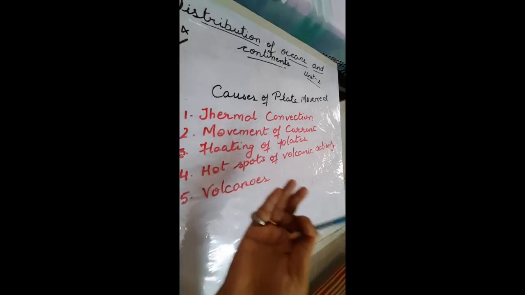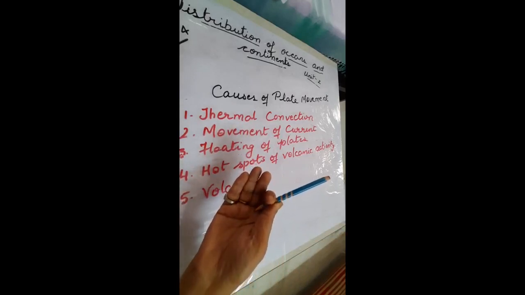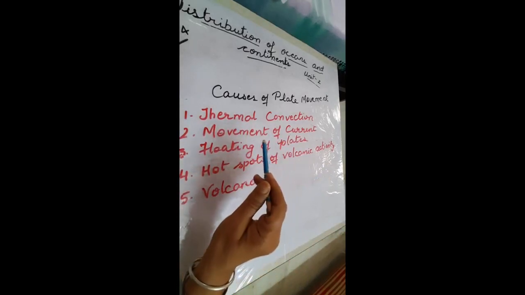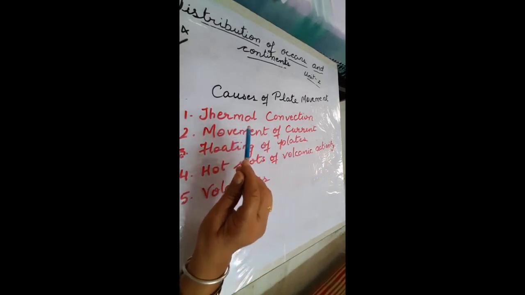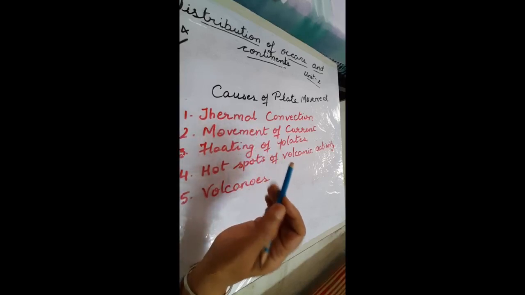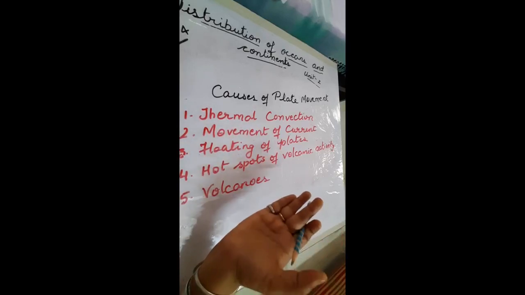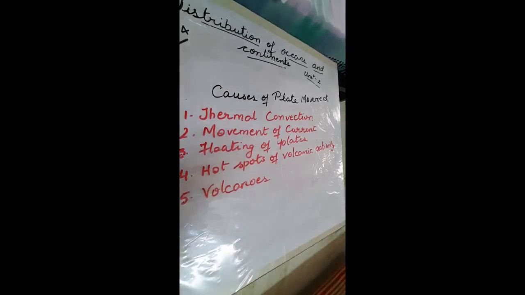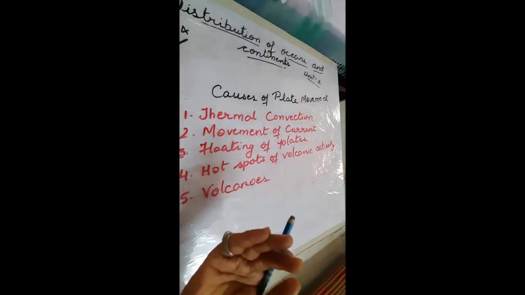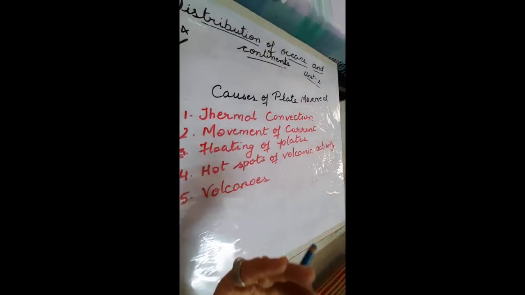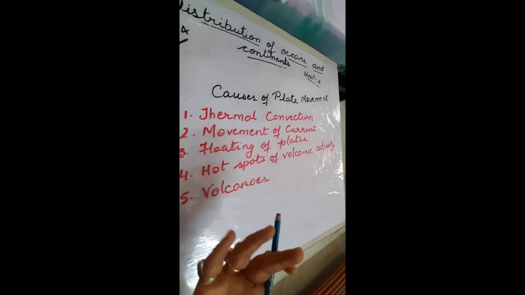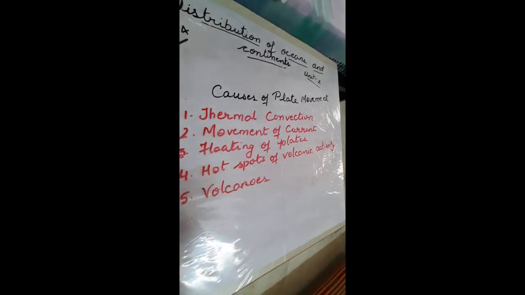subcrustal convection currents, the convection currents beneath the earth's crust, invoke the mechanism of thermal convection. It acts as a driving force for the movement of these plates. The convection currents beneath the crust invoke the mechanism of thermal convection and this becomes the driving force by which the plates move.